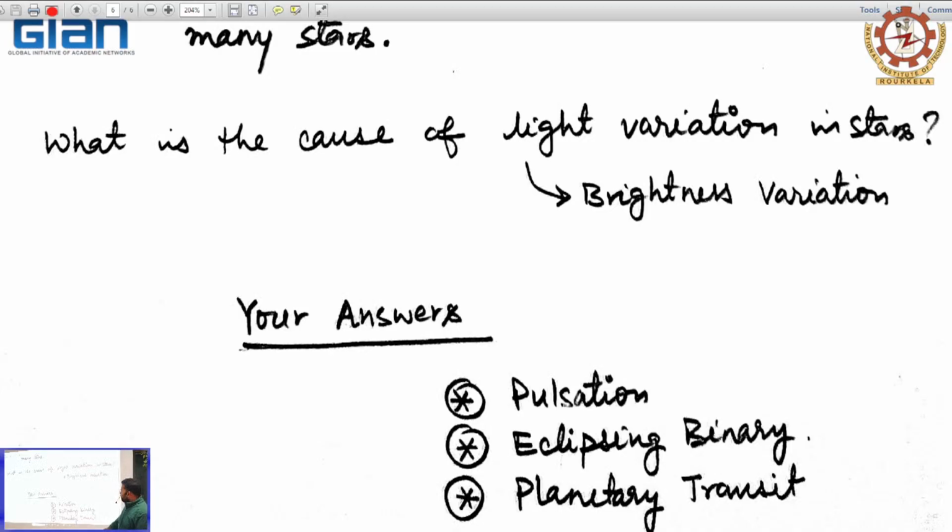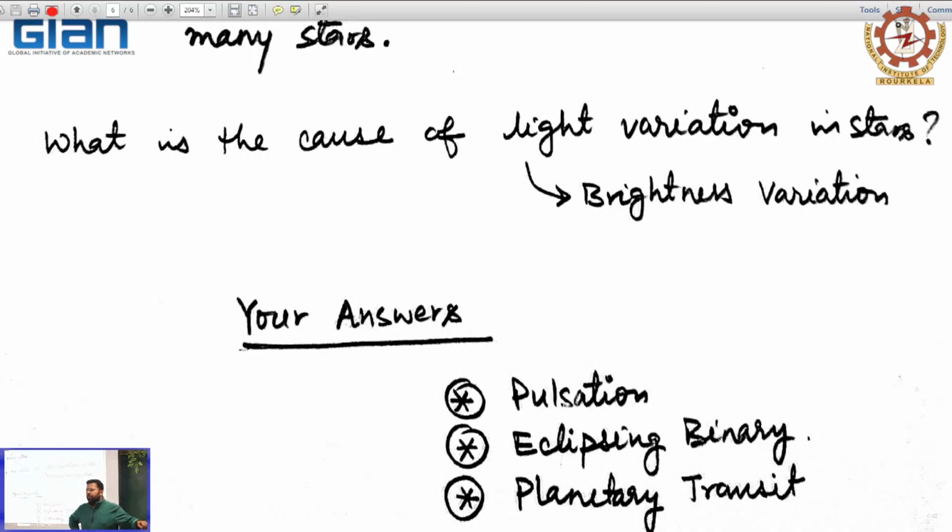Okay, but our main focus here is that we would like to study the variability, and the main cause of variability is pulsation, and this is what we see in most cases. In a very large fraction of stars, the main source of variability is actually the pulsation or oscillation of stars.